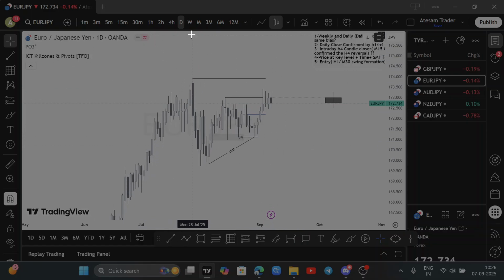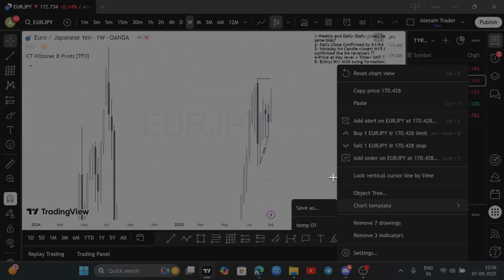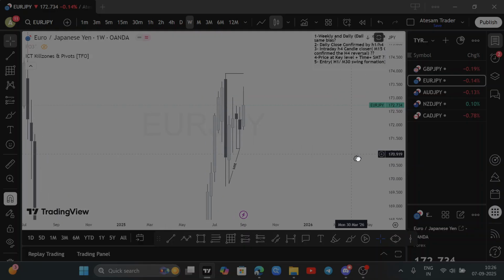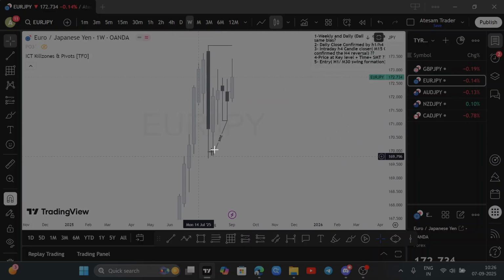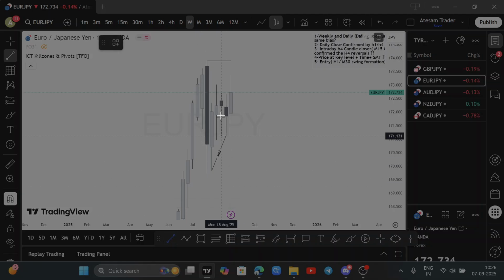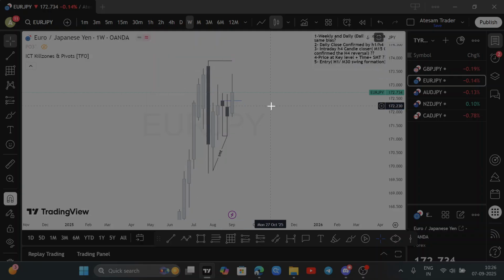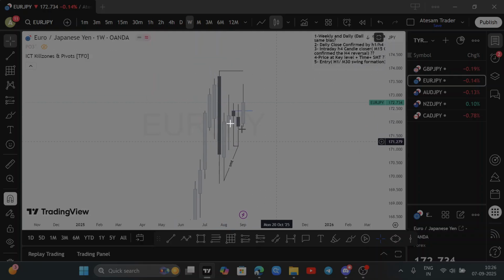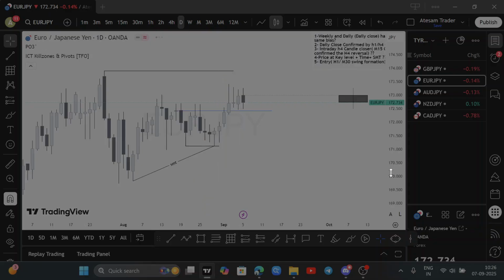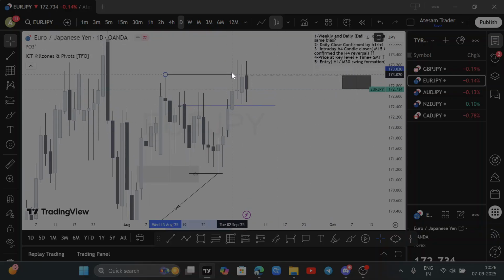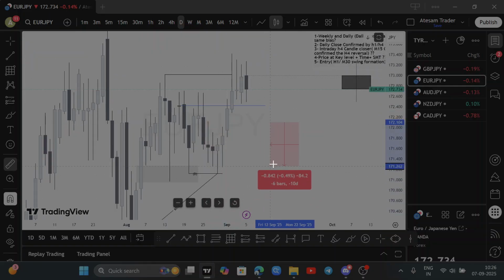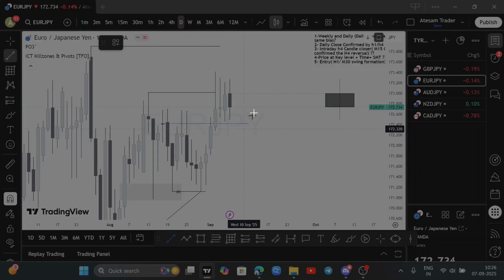If you see the Euro JPY, what do we have? It's showing some kind of bullish momentum. We have SMT. We closed above these up close candles, so it is showing a more bullish form. And we have expansion and we are ranging. So I am leaning bullish on Euro JPY.